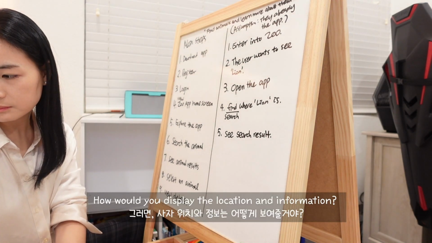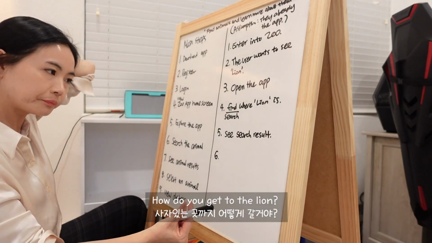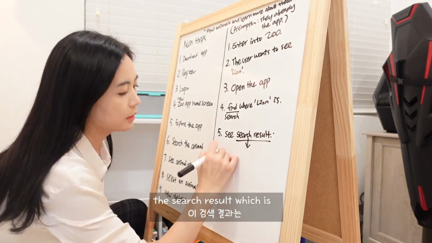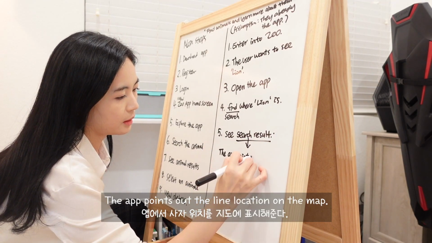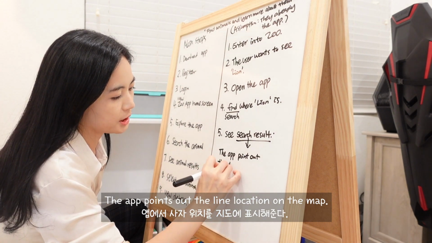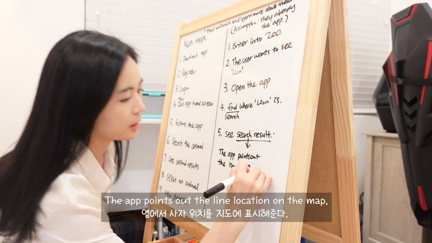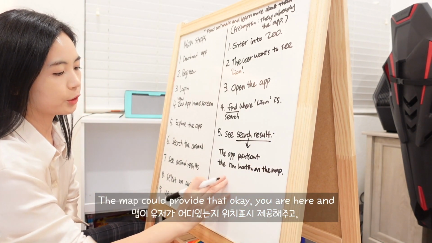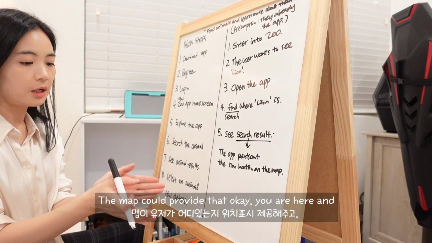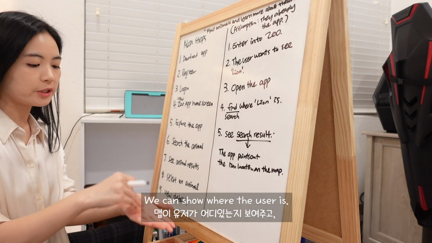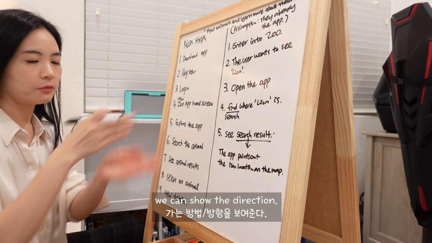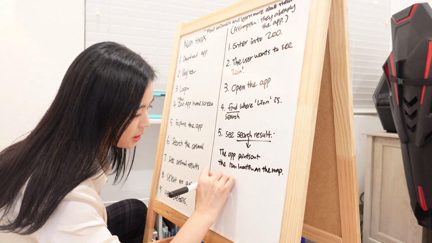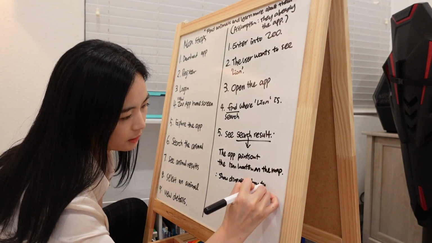Okay, and how would you display the location information? How do you get to the lion? Search result, which is the app points out the lion location on the map. And then the map, maybe it could provide, okay, you are here. We can show where the user is, and where the lion is, and we can show the direction. It points out and then shows the direction how to get to the lion.